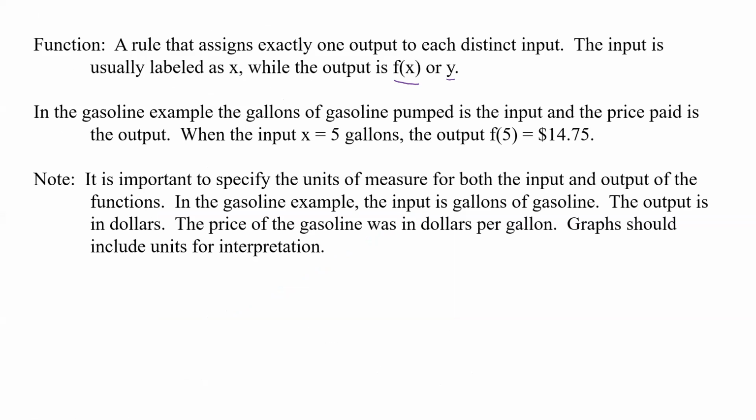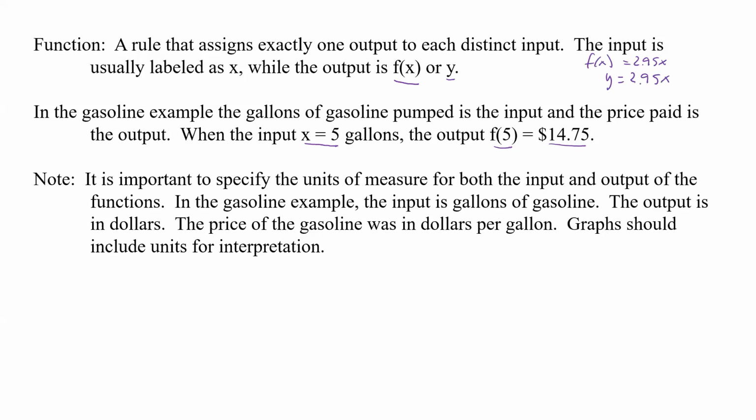Now, in the gasoline example, the gallons of gas pumped in is the input, and the price paid is the output. So when an input is, say, 5 gallons, x is 5, the output, f of 5, is equal to 14.75, because remember, our equation was y equals 2.95 times x, or if we wanted to, we could put it as f of x equals 2.95x. So when x is 5, then we have our f of 5 equals 14.75.